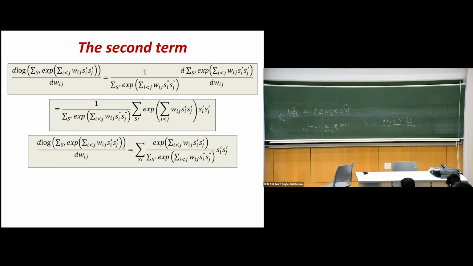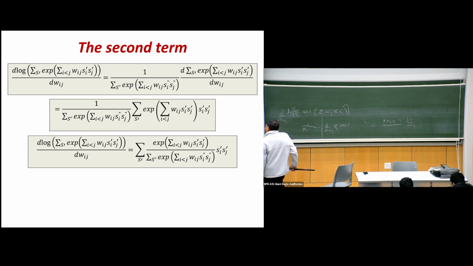I'm going to have this term within the log come to the denominator. Then I'm summing over all possible states. For each state, I'm getting this exponent term. And then I'm getting the derivative of the argument of the exponent with respect to Wij, which simply leaves me with S prime i, S prime j.